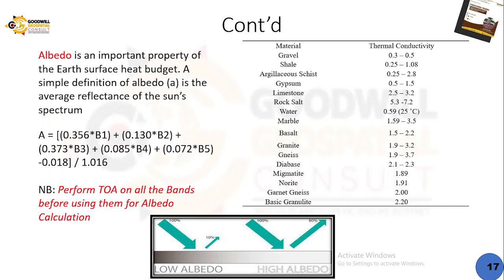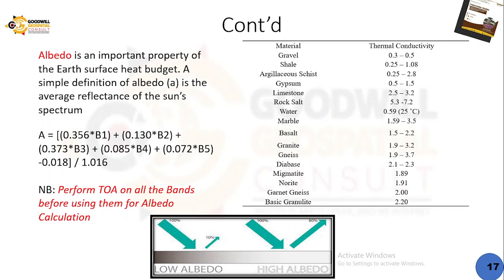So sometimes within a day, though the sun is very hot, you can see that the weather is not bright. It means that there is low albedo. And sometimes the weather is hot and at the same time it's very shiny. That's what we call a high albedo.